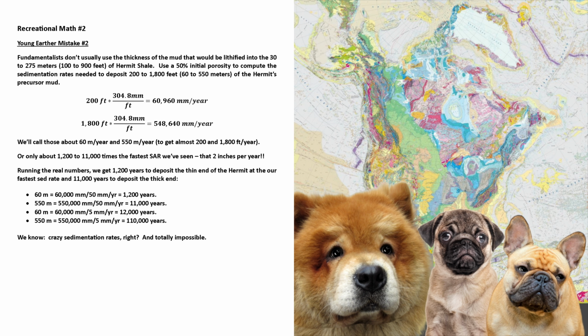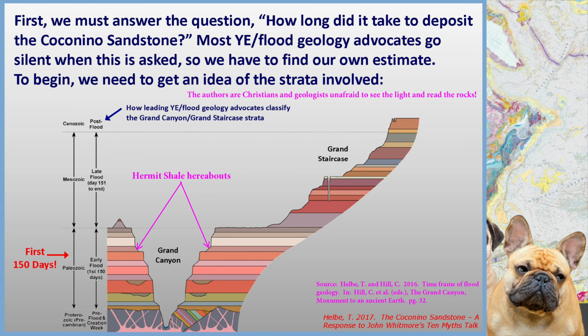Remember our maximum sedimentation rate, we called it SAR of the Seine. It was 48 millimeters per year. We'll round that up to 50 millimeters per year and call it 5 centimeters, 2 inches per year. That's per year. So compare conventional geology's 2 inches per year to the young Earth creationists' 2,400 to 21,600 inches per year. The sedimentation rates that the young Earth fantasy crowd needs to prove their point are 1,200 to 11,000 times that fastest sediment accumulation rate we've seen. Holy moly! But there's more wrong there.